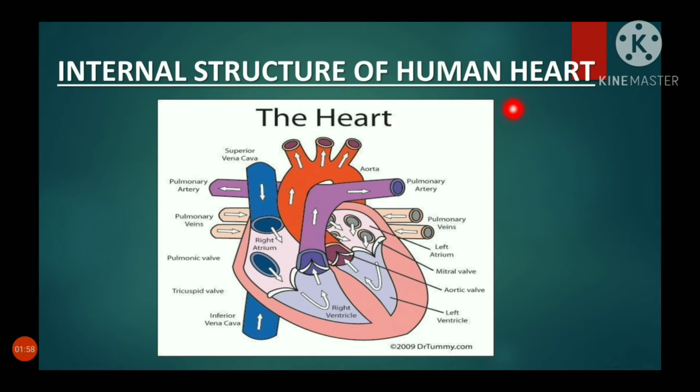The two upper thin-walled chambers of the heart are called auricles or atria. Example, atrium. And the two lower thick-walled chambers are called ventricles. The chambers are separated by a septum. The septum between the auricle and ventricle prevents the oxygenated and deoxygenated blood from getting mixed. It will stop the mixing.